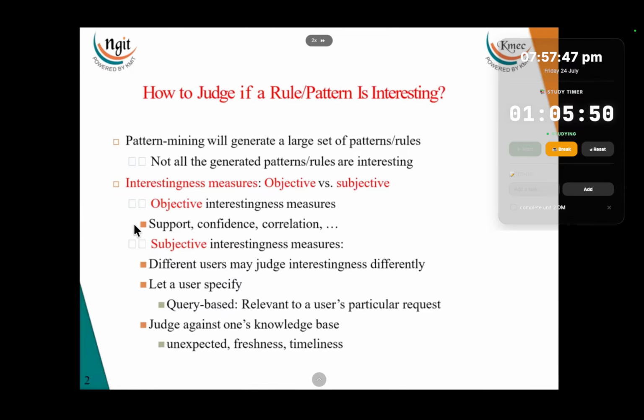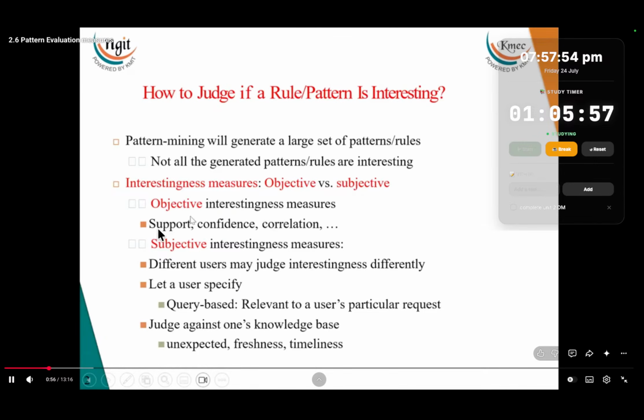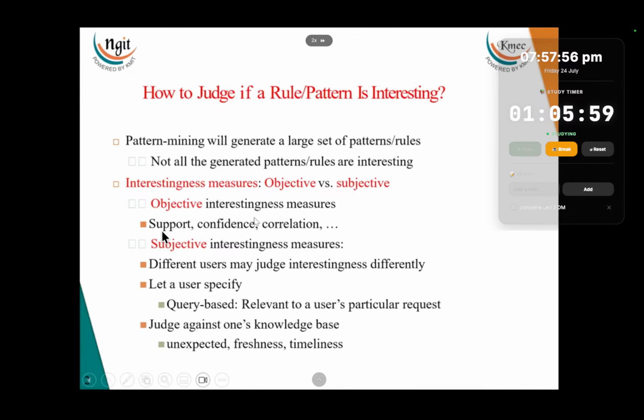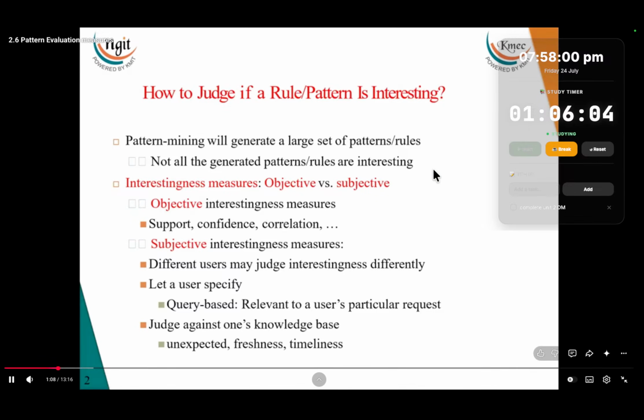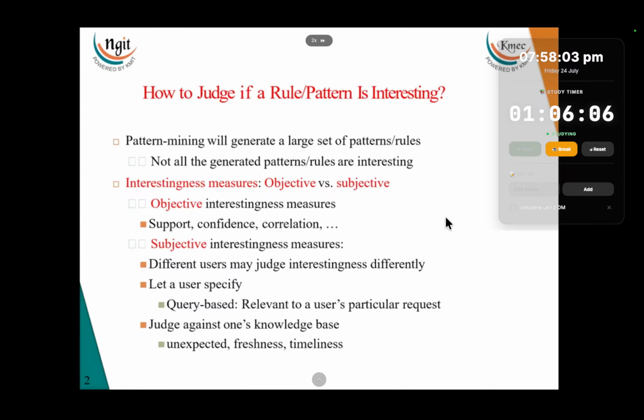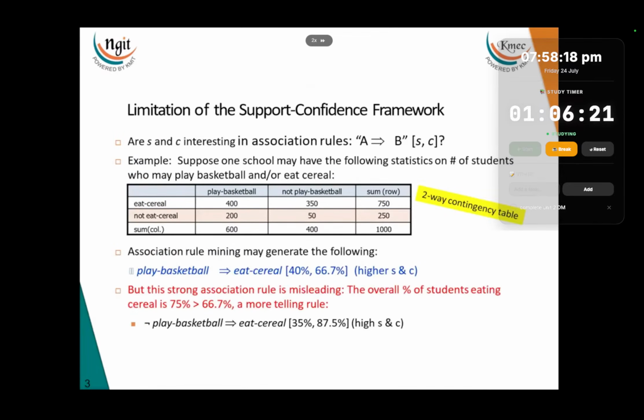But the thing is, whether the generated patterns or rules are interesting or not. This interestingness can be an objective measure or a subjective measure. The objective measure is a quantitative measure. It means that we can calculate that interestingness using measures like support, confidence, correlation, and so on. The subjective interestingness measure varies based on different perspectives. It means that we take reviews, maybe through interviews or surveys. Based on the situation or the perspective of the persons, the interestingness may change, right?